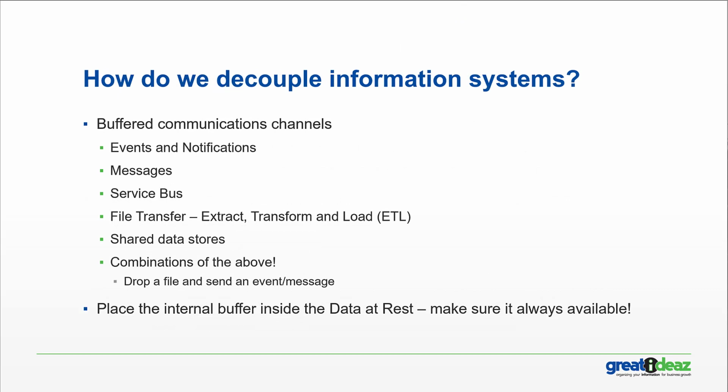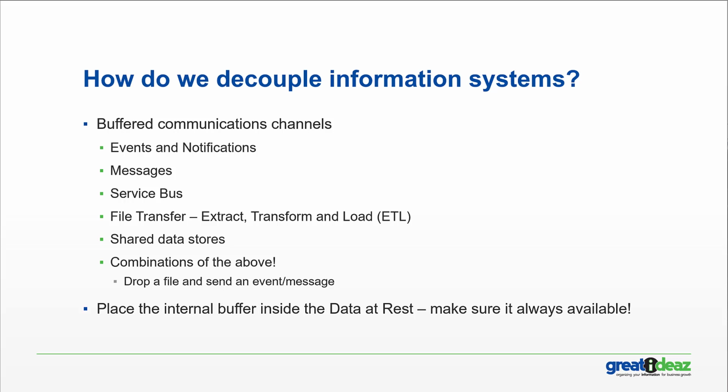So all that being said, how do we best decouple information systems? Essentially, when we're looking at buffered communications channels, there's a whole different bunch of technologies we might be looking at. It may be event notifications, it might be messages going through a message queue, it might be a service bus for either queues or topics. We might be doing straight file transfer, so a variation of extract, transform, load. That data may be going through an FTP or an SFTP connection. We might be using a shared data store, so we might have cloud storage that we've connected, and we've given SAS tokens to both the sender and recipient, and we put the ETL file into the cloud storage. And then you've got combinations of all of the above.